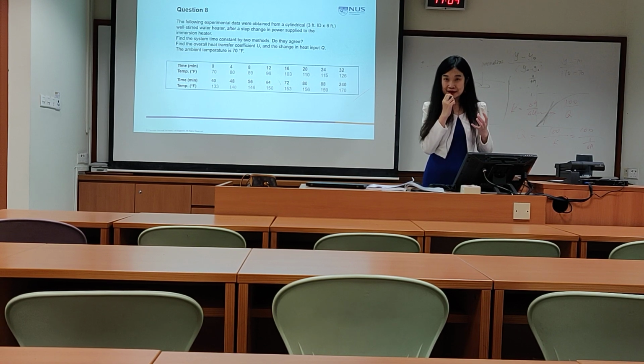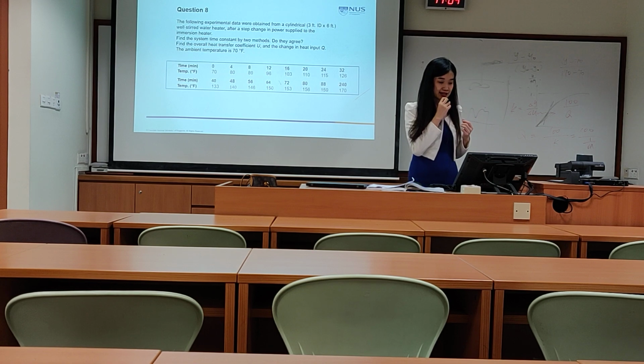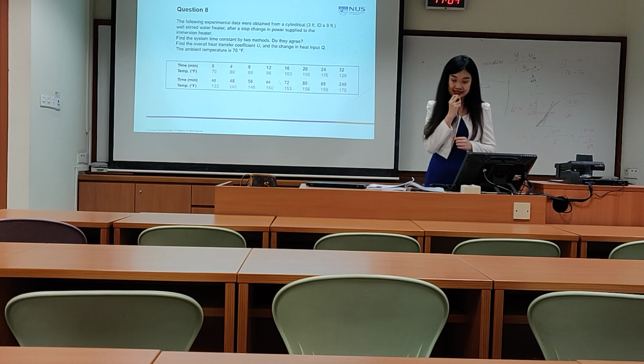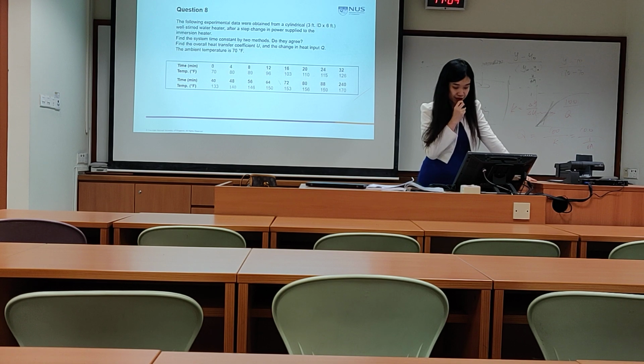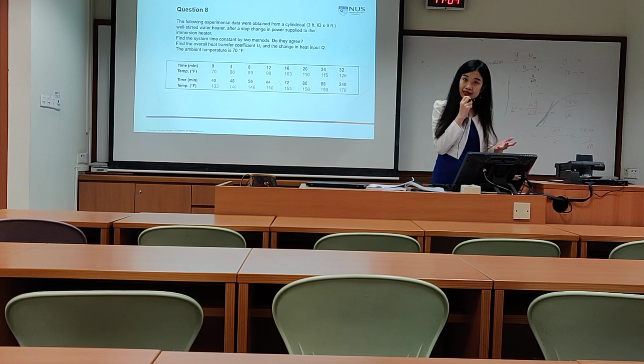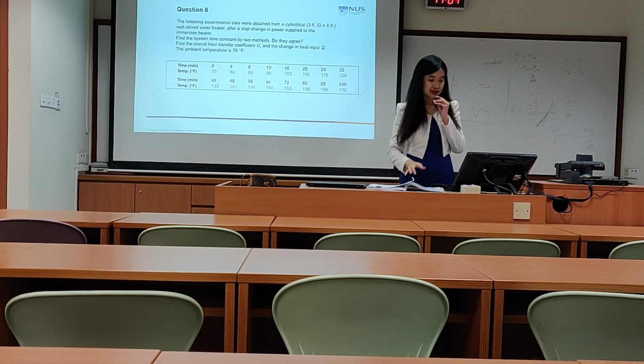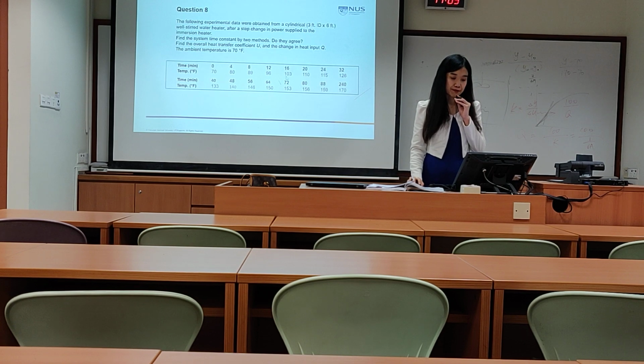And then based on this time constant, the next task is to find the overall heat transfer coefficient U and the change in heat input Q. So those are the constants we used in our previous mass and energy balance. It's given here that the ambient temperature is 70 degrees F. So we know the surrounding ambient temperature is a constant, and we know that through time the temperature has this trend.